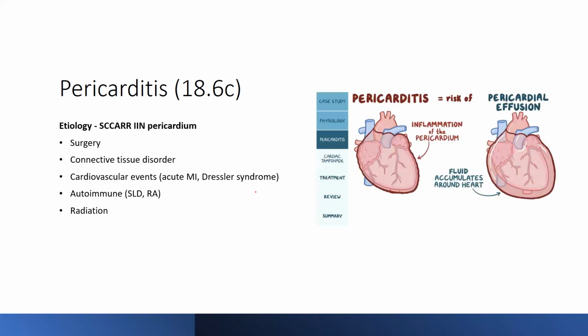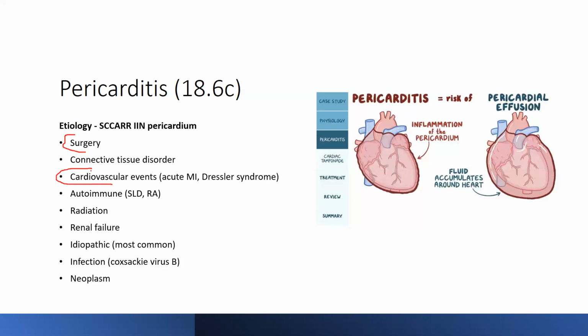Autoimmune can be a potential etiology, radiology, or radiation, renal failure. Idiopathic is the most common cause. Infection with Coxsackie virus B. Again, that Coxsackie B virus likes to inflame and infect parts of the heart, or even a neoplasm. Of these, I would remember cardiovascular events, surgery, idiopathic because it's the most common, and infection because there's really like one thing associated. So that's easy.